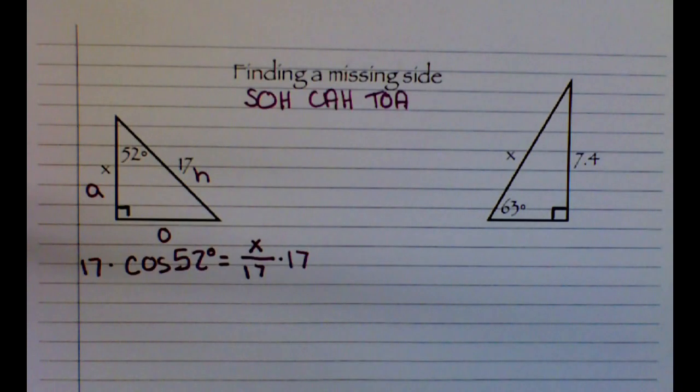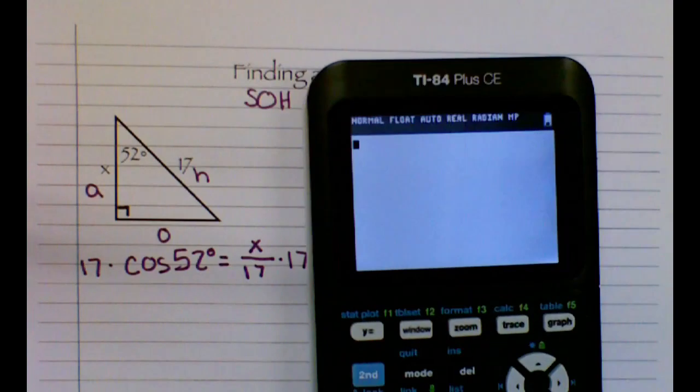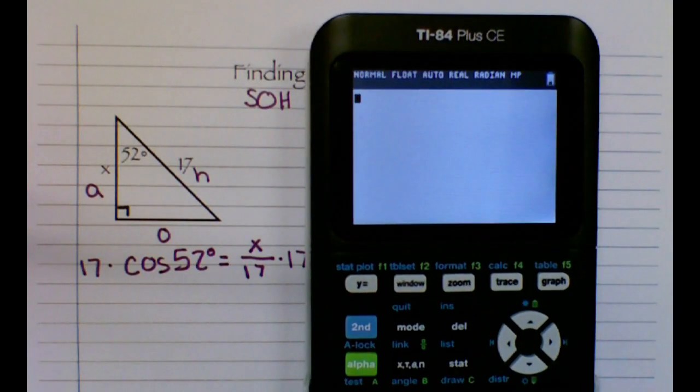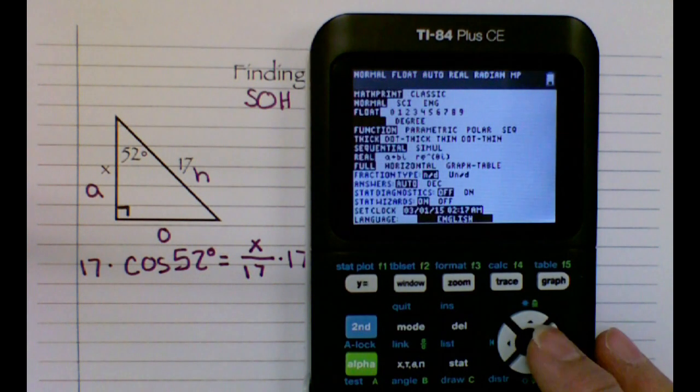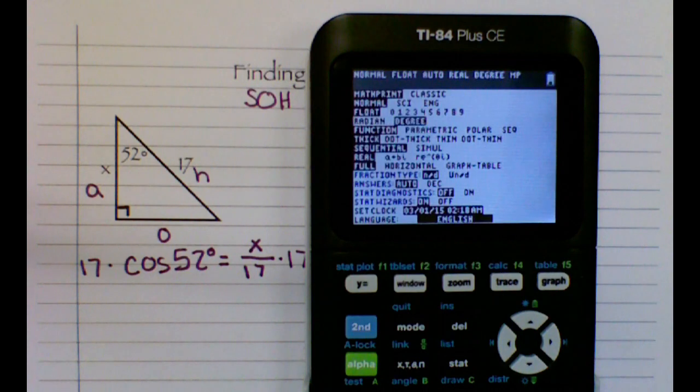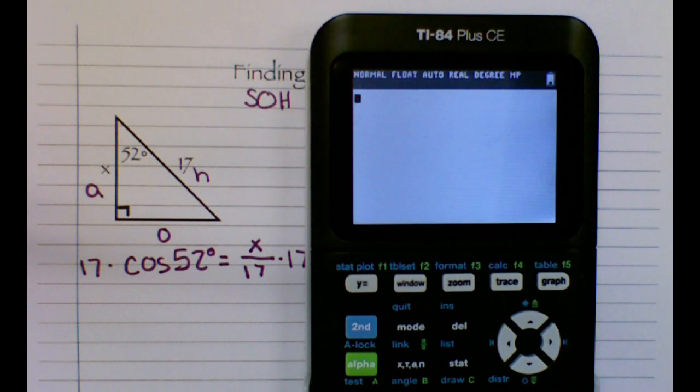So now I grab my calculator. I'm going to type in 17 times the cosine of 52. The first thing you should do is press mode and double check that you're in degrees. I'm in radians right now. So I go over to degrees, press enter, and now I'm in degree mode. Now I type in 17 times the cosine of 52. My answer is 10.466.